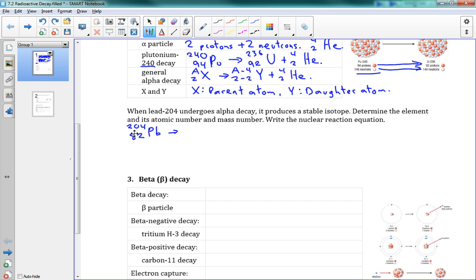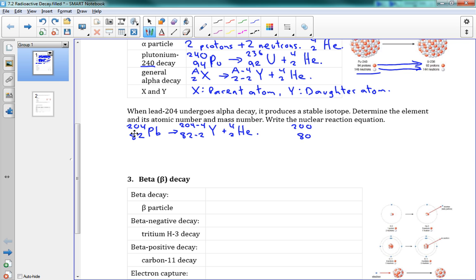Okay, it's going through alpha decay, so we're going to do 82 minus 2 here, 204 minus 4. We'll call this, again, our daughter atom. We don't know what it is yet. It's Y, some unknown thing, plus helium 2,4. So we want to figure out what Y is. 82 minus 2 is 80. 204 minus 4, that's 200. We have 80 protons on this thing.